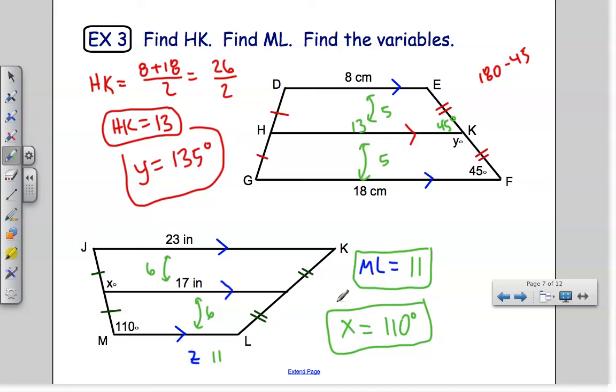So today, we talked about trapezoids and their properties, isosceles trapezoids and their extra properties, and then mid-segments of trapezoids.